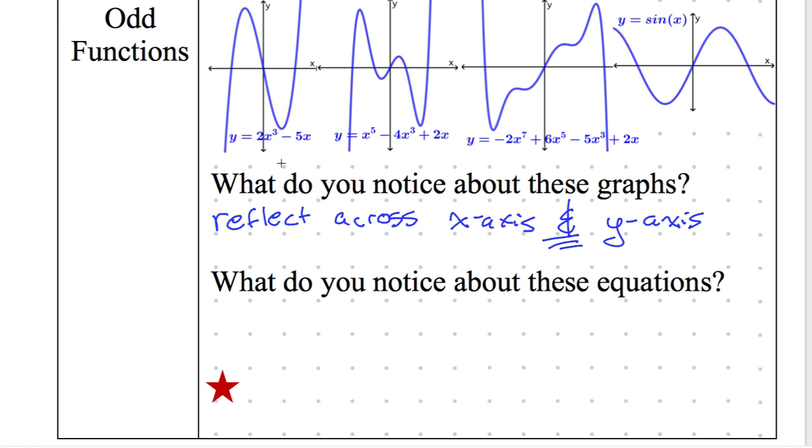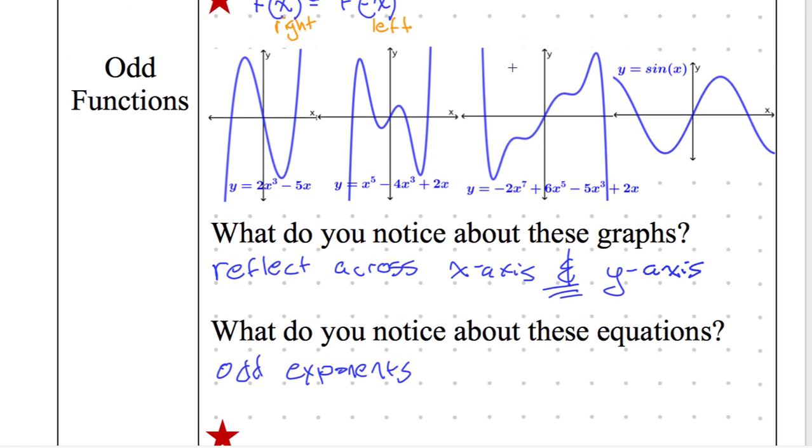All right, Andrea. Odd exponents. Yep, odd exponents. We had 2x to the power of 3, 5x to the power of 1, to the power of 5, 3, 1, 7, 5, 3, 1. All of those were odd, and therefore everything is odd about these equations.